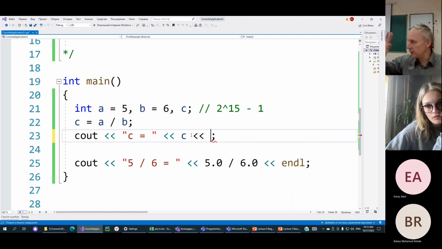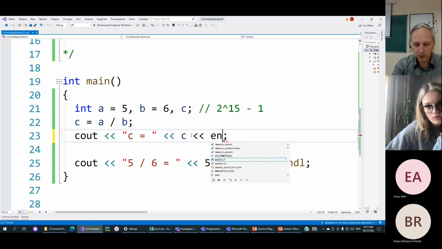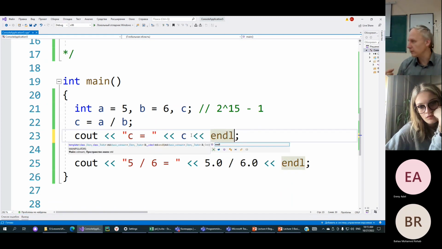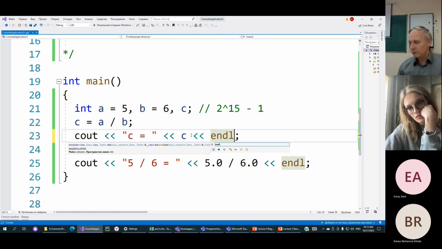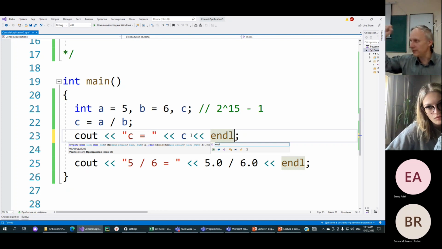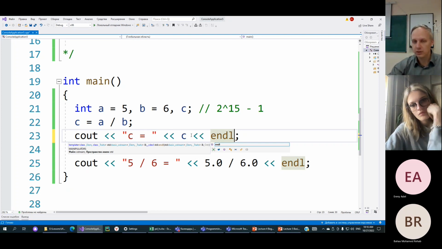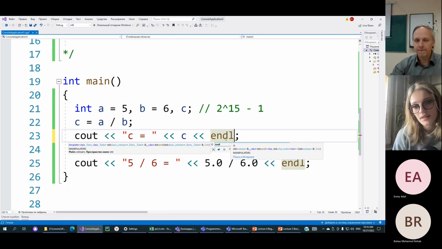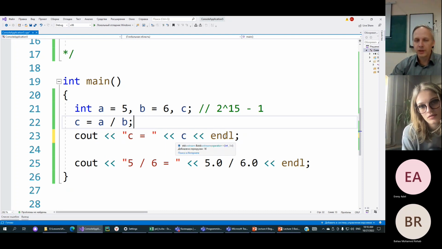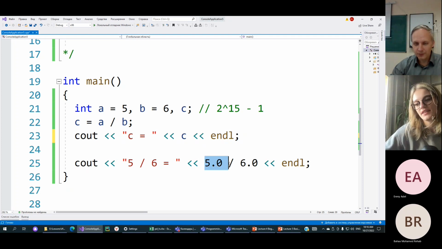To separate these two messages on separate strings, I must write here end of line. End of line means the end of the current line on the screen. I don't understand this part. Can you explain again? End of line? No, this is why it will be different when we write it. Okay.